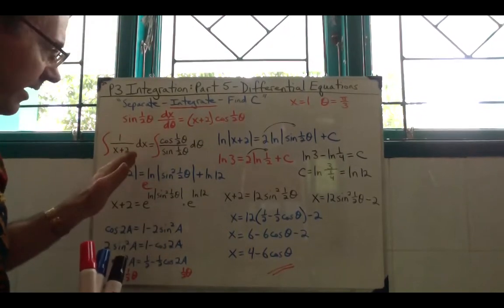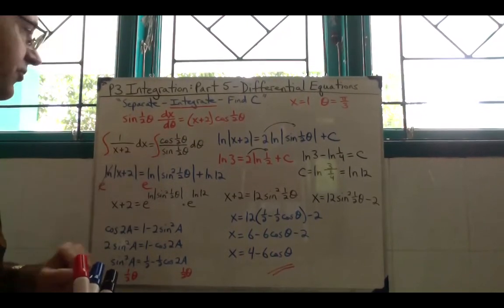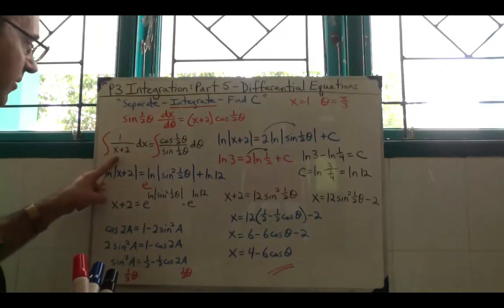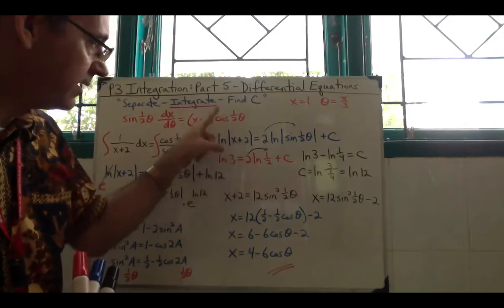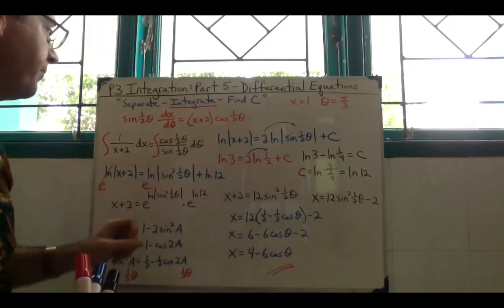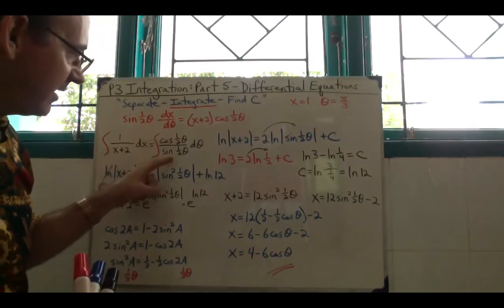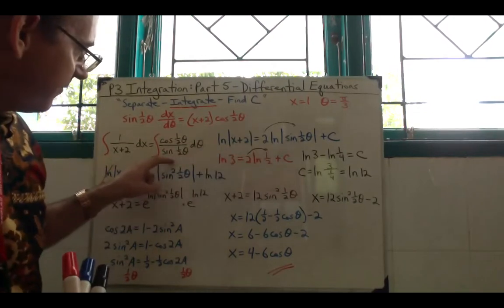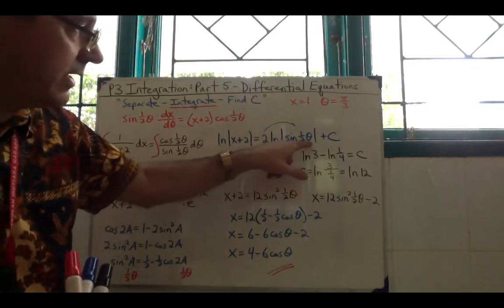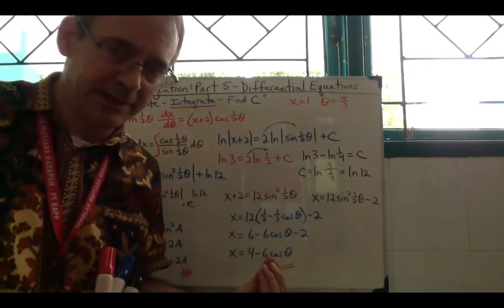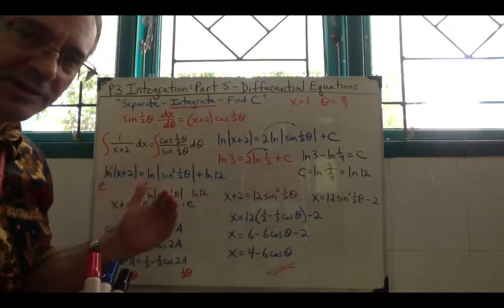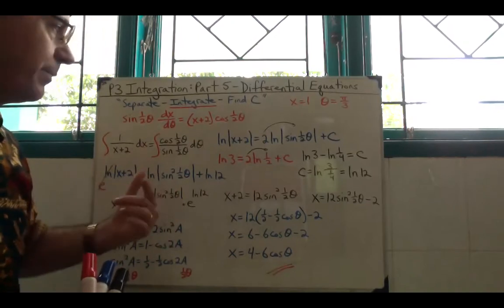So now that we've identified that, we'll integrate both sides. The integral of 1 over x plus 2 is ln of x plus 2, again with absolute value. And then the integral of this is ln of the function, which is sine 1/2 theta. And then don't forget you need a 2 in the front. To make sure that you get it right, don't forget to work backwards.